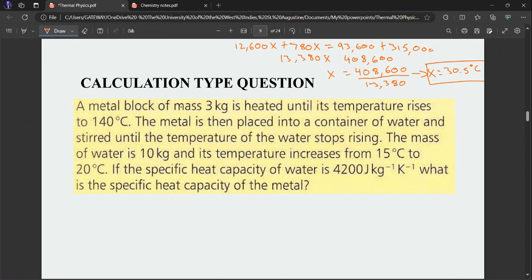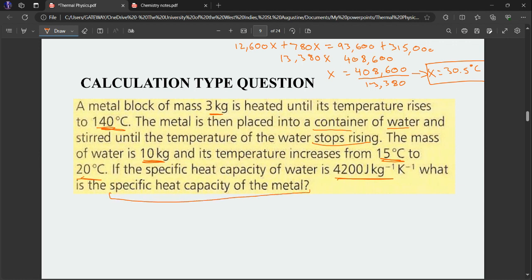So a metal block of mass 3 kilogram is heated until its temperature rises to 140 degrees. Now the metal is then placed into a container of water and stirred until the temperature of the water stops rising. The mass of the water is 10 kilogram and its temperature increases from 15 degrees Celsius to 20 degrees Celsius. Now, if the specific heat capacity of the water is 4200 joule per kilogram per Kelvin, what is the specific heat capacity of the metal?